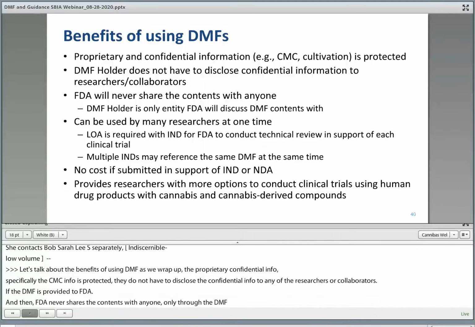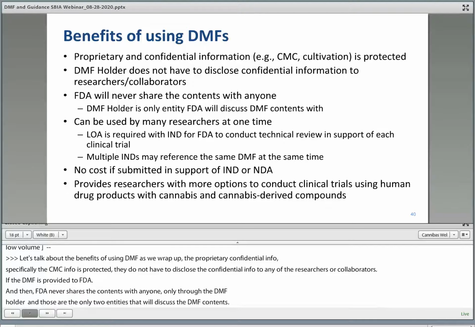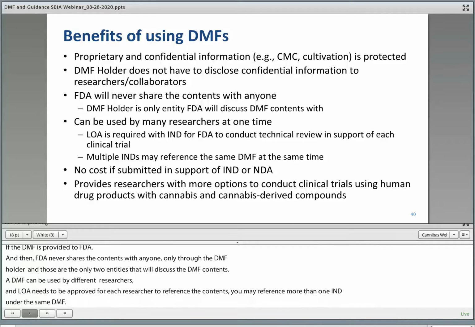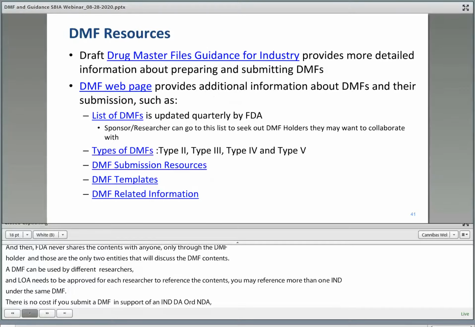A DMF can be used by many researchers at one time. An LOA is required by each researcher to reference the contents, but you may reference more than one IND under the same DMF. And there's no cost if you submit a DMF to support an IND or an NDA, but if you were to do it for the generic side, there is a cost associated. And then lastly, the DMF provides researchers with more options to conduct clinical trials using human drug products with cannabis and cannabis-derived compounds. So please check out some of our resources here.